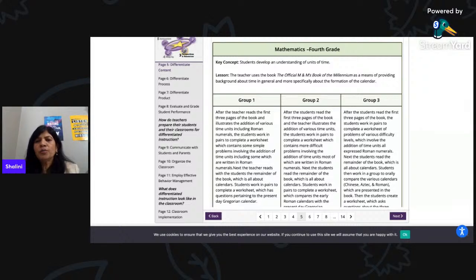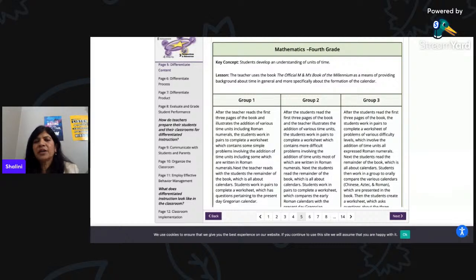In the next group, the children are again asked to read the first 3 pages of the book. The teacher illustrates the addition of various time units. The students work in pairs to complete a worksheet which contains more difficult problems involving the addition of time units, most of which are written in Roman numerals. So here the students are asked to do more independent work, but the teacher is providing a little bit of support wherever it is required.